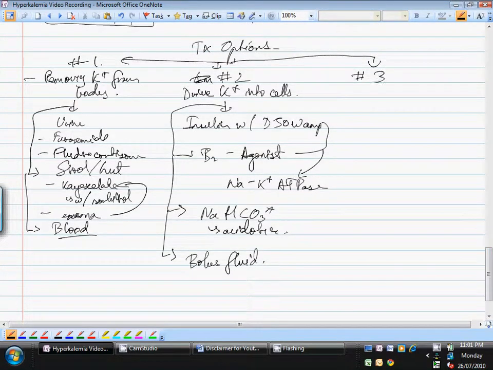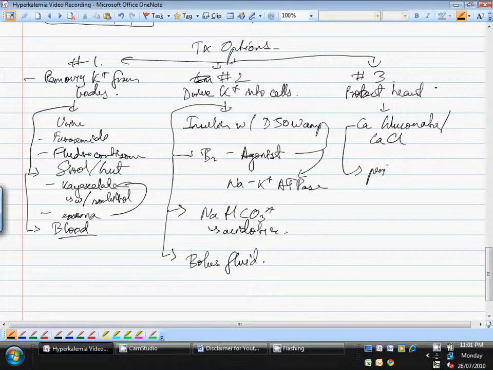Your number 3 option is protecting the heart. A couple of ways of doing this. You can use calcium gluconate or calcium chloride. Calcium gluconate can usually be given in the peripheral veins. Calcium chloride needs to be given via a central line because it's really irritating to the veins.